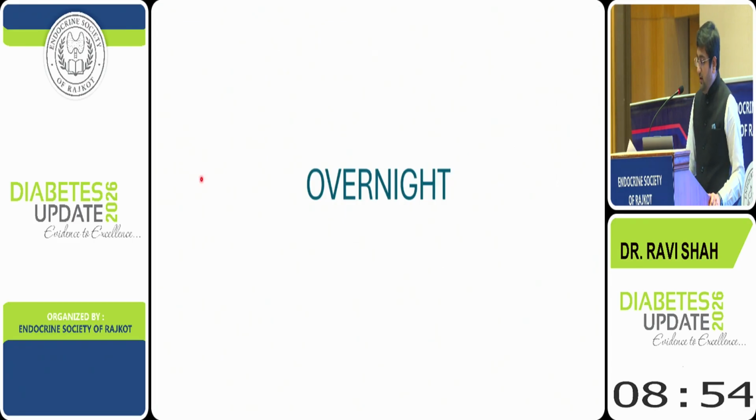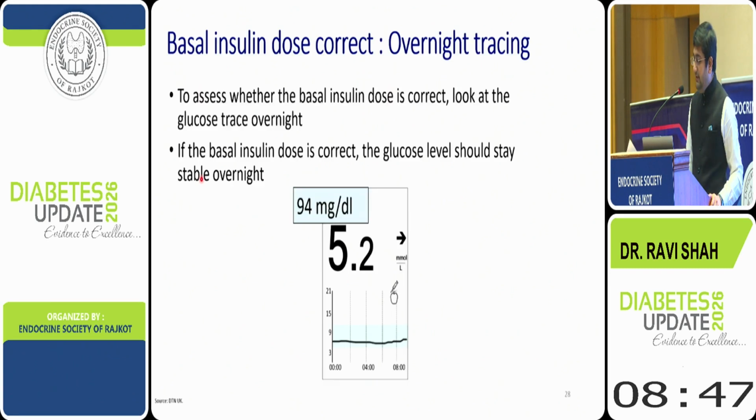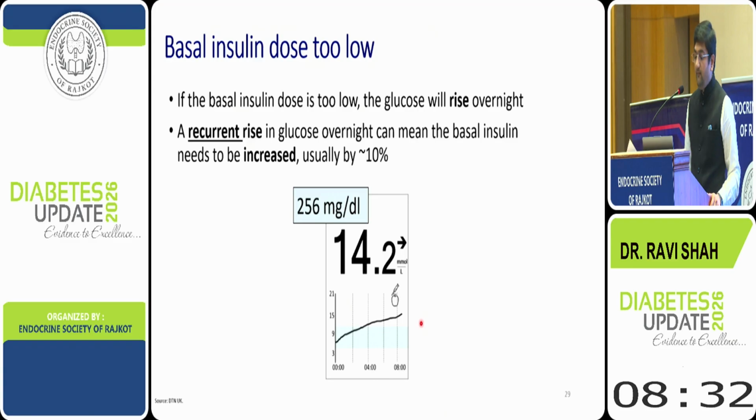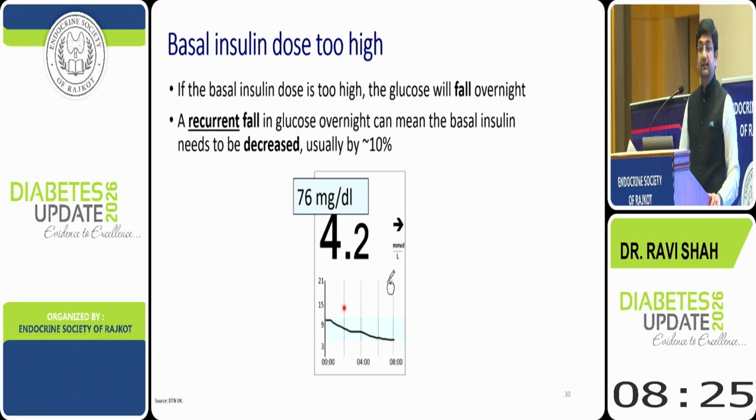Now simply, how you should be monitoring them is that first you will look only at the overnight glucose readings, and if the patient is on insulin, you will use them to determine whether the patient's basal insulin is correct or not. If the patient's basal insulin dose is correct, then the graph will be completely flat overnight when the patient is sleeping. If the basal insulin dose is too low, then the graph will go up. And if the basal insulin is too high, then the graph will go slowly downwards.